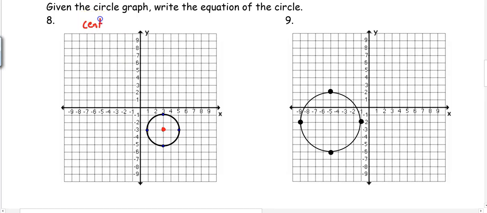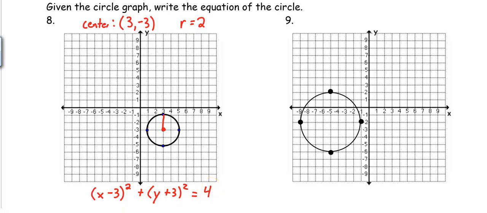So our center is at the point 3, -3. Then from the center, I can pick any direction and count how far to the circle. So I went up 1, 2, so my radius is equal to 2. So my equation then would be x minus 3, because I need the opposite sign, squared, plus y plus 3 squared equals my radius squared, so 2 squared is 4.